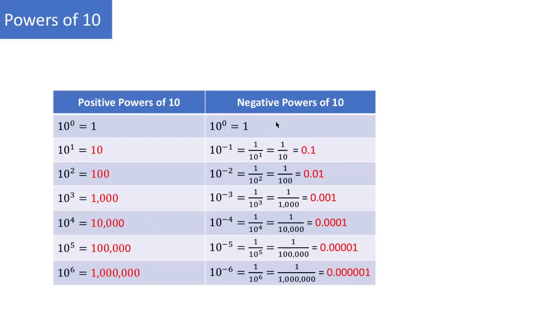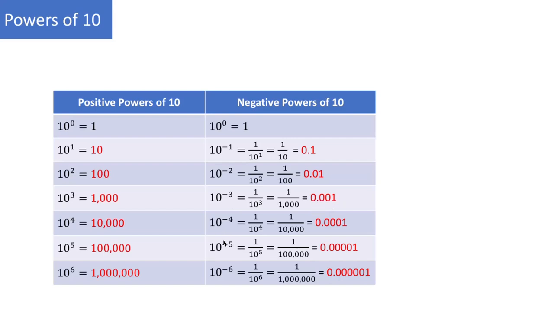Now the negative powers of 10. 10 to the power negative 1 is 1 over 10, which is 0.1. 10 to the power negative 2 is 1 over 100, that's 0.01. 10 to the power negative 3 is 1 over 1000, which is 0.001. Now you notice here this is negative 3. Here you have 3 digits, only 2 zeros after the decimal point.